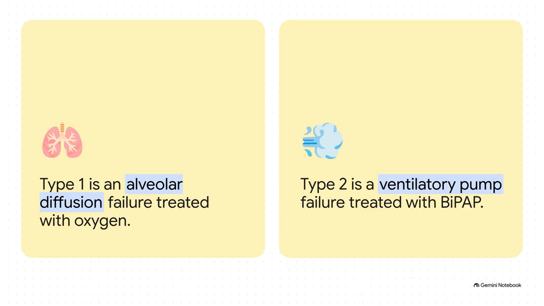They are rooted in entirely distinct mechanical failures. The mechanism of type 1 is an alveolar diffusion failure. Oxygen literally cannot cross into the blood, which is why it's treated with heavy oxygen therapy and mechanical ventilation. Type 2, on the other hand, is a ventilatory pump failure. The patient has inadequate minute ventilation, meaning they physically can't breathe fast or deep enough to blow off carbon dioxide, leading to severe CO2 retention. This is exactly why the treatment pivots to non-invasive positive pressure, like BiPAP or CPAP, to help blow off that CO2, escalating to intubation if refractory, alongside bronchodilator therapy.